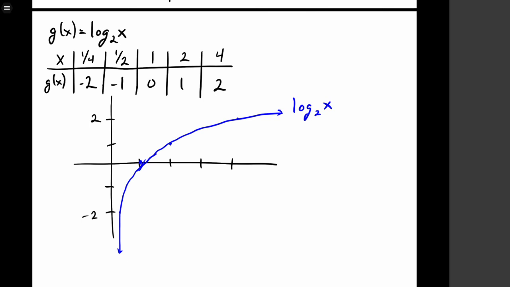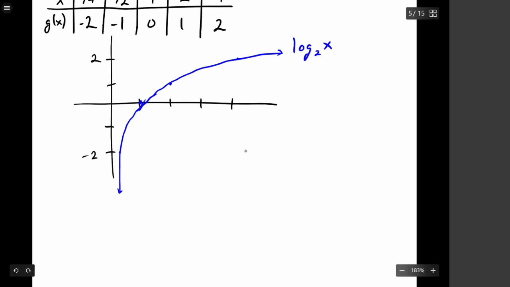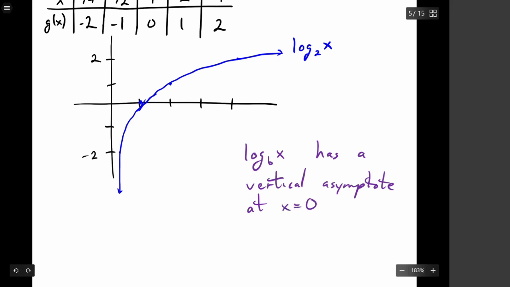Some interesting features here: remember how exponential functions had that horizontal asymptote? Well, log base b of x has a vertical asymptote at x equals 0. That's a pretty interesting fact here. It doesn't have any horizontal asymptotes, because even though it looks like this function is leveling out here, it isn't. It actually keeps going all the way to infinity. It just takes forever to get there. It's one of the slowest growing functions out there.